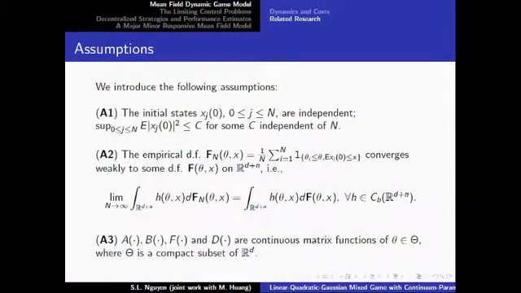We assume that the initial states x_0 are independent and have uniformly bounded second moment. The joint empirical distribution of the parameter and the expectation of the initial states converges weakly to some distribution. And we assume that the matrices A, B, F, and D are continuous functions with respect to theta, and the parameter set Theta is a compact set in d-dimensional space.